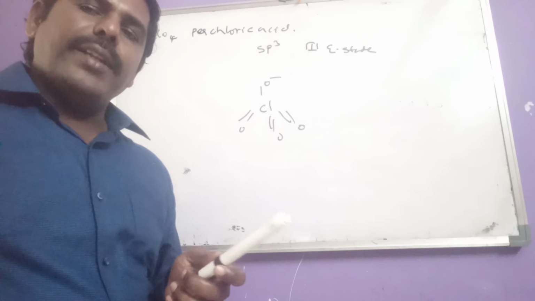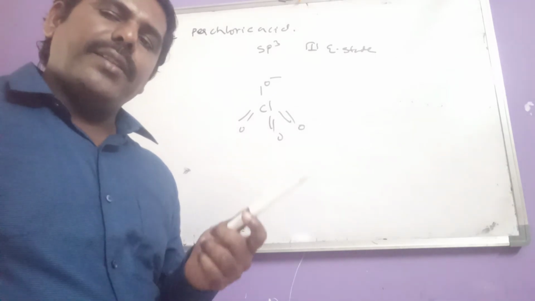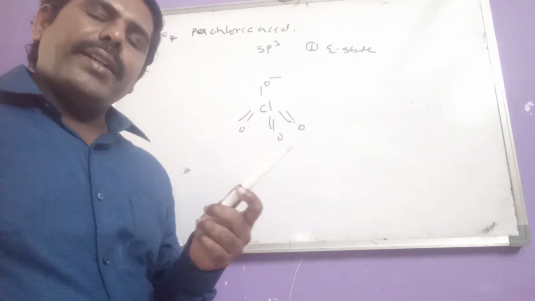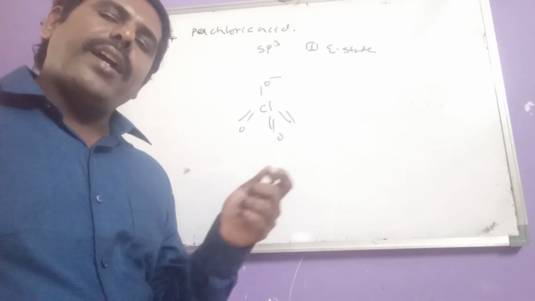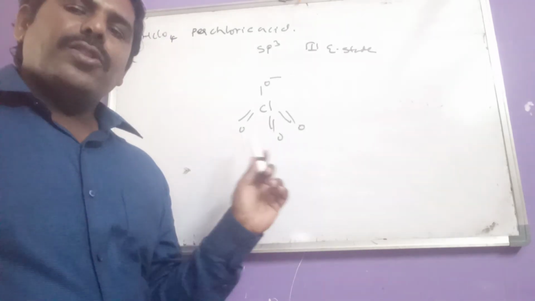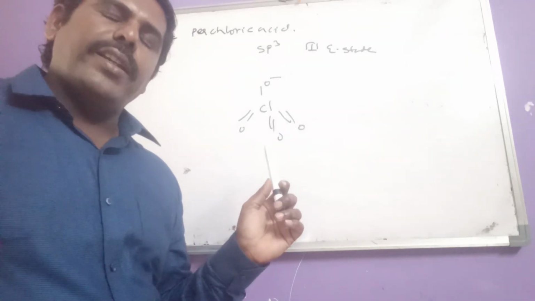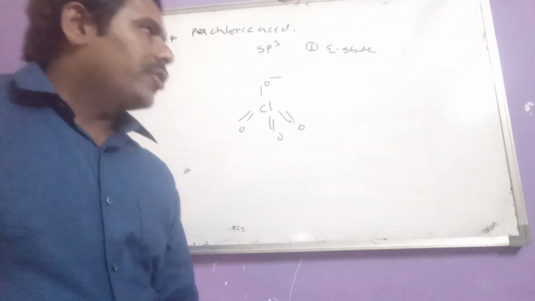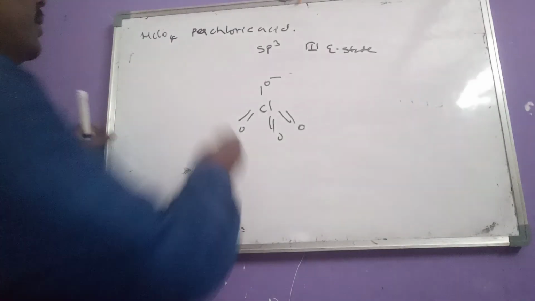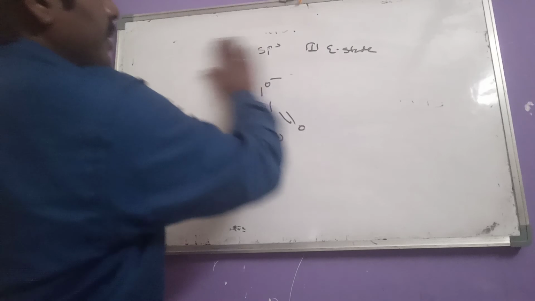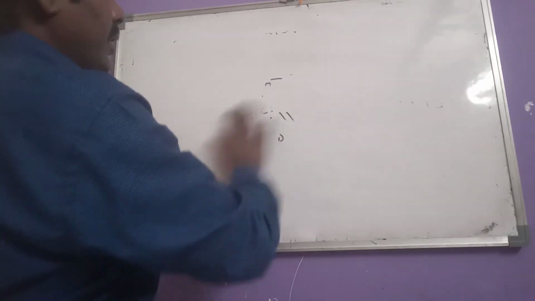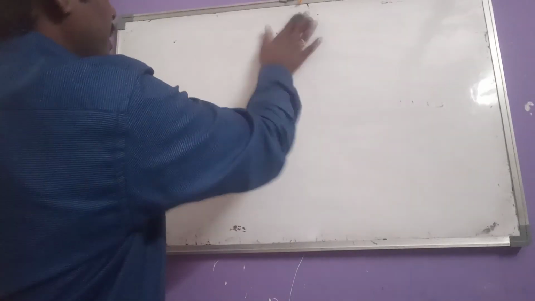Among all these, which has the highest acidic nature? Perchloric acid. So perchloric acid acidic nature is greater than chloric acid, greater than chlorous acid, greater than hypochlorous acid. So that is the order of acidic nature. And another thing, in all these oxy acids, chlorine undergoes sp3 hybridization.